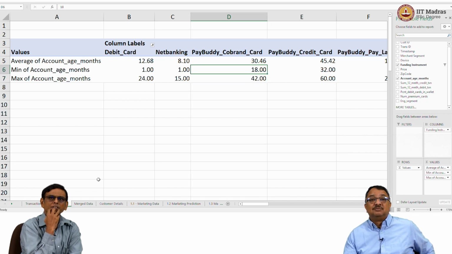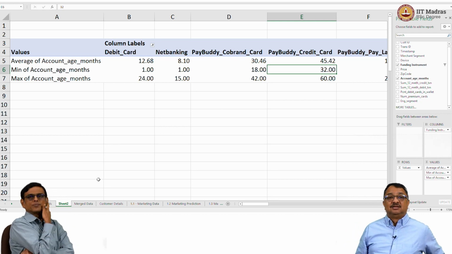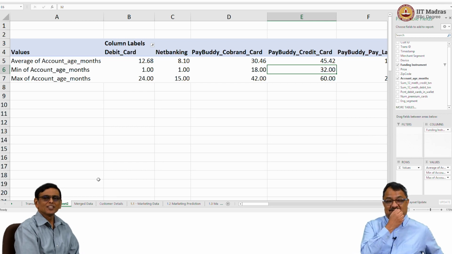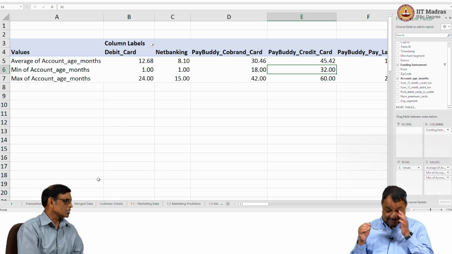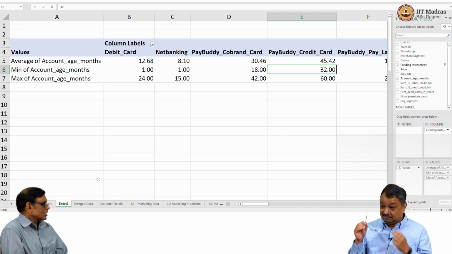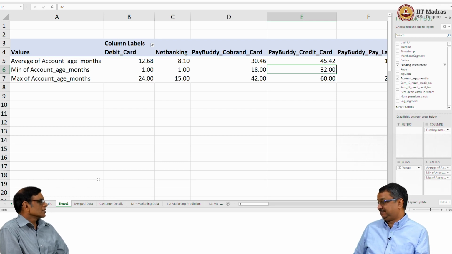For credit card, the minimum, absolutely, is 32 to 60. So you see, actually there is no overlap between debit card, which is a 1 to 24 range, and the credit card range, which is 32 to 60. Correct. So it looks like somebody who's been in the PayBuddy system for a longer period of time tends to use credit cards.